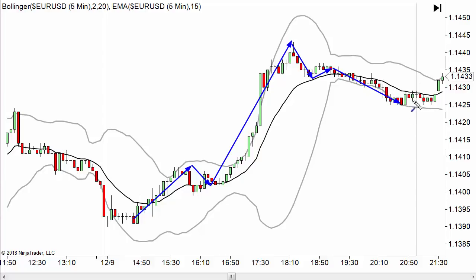And what would we get out of that? Like 15 pips or so. But hey, better than a kick in the groin. So that's that. Let me show you one thing you want to avoid.